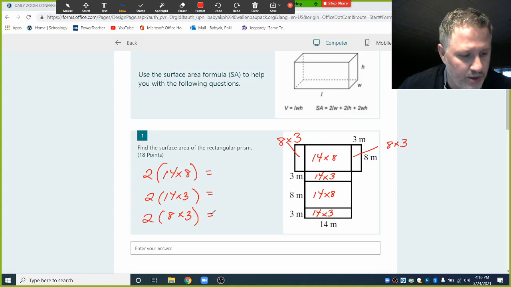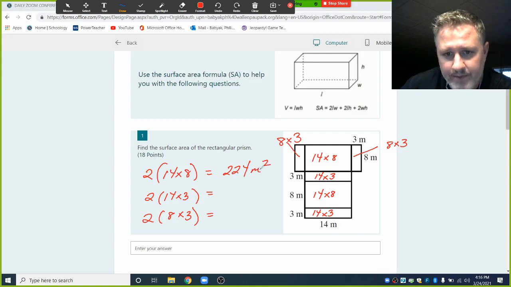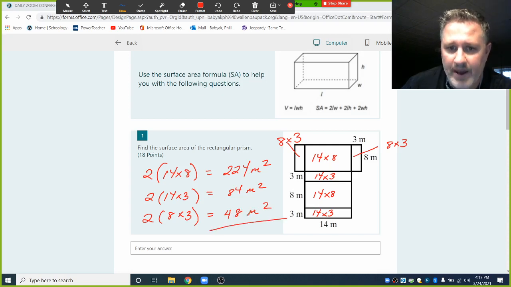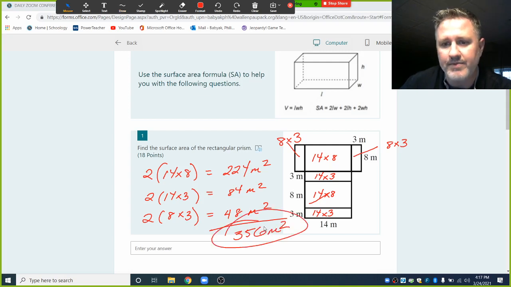So 2 times 14 times 8 is 224 meters squared. I've got 14 times 3 times 2, which is 84 meters squared. And 8 times 3 is 24, and 24 times 2 is 48 meters squared. So after I get each of them, I'm going to add up all of the areas, all right? I shouldn't say sides, I should say areas. 224 plus 84 plus 48 equals 356 meters squared. All right, so that's how you do that one.